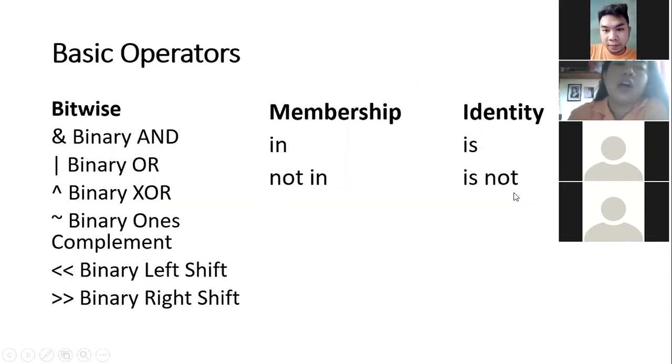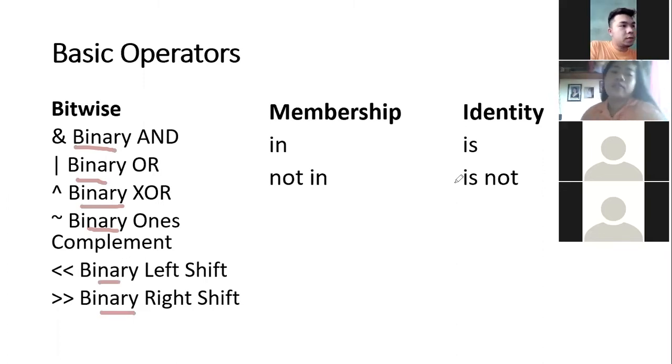Next. Okay, aside from arithmetic, logical, relational, and assignment operation, we also have bitwise, membership operators, and identity. For bitwise operation, we have binary AND, binary OR, binary XOR, binary ones complement, binary left shift, and binary right shift. If you notice, meron tayong familiar term dyan. We have binary. What is binary? Anyone? What is binary?